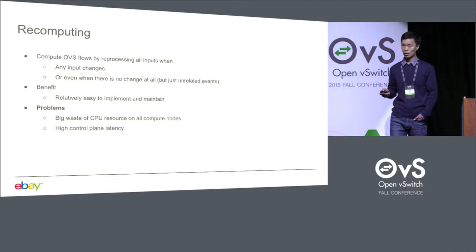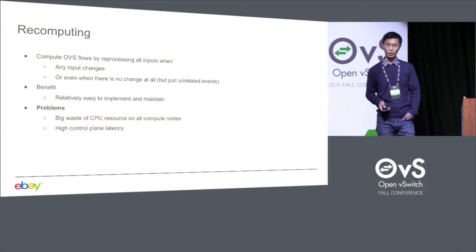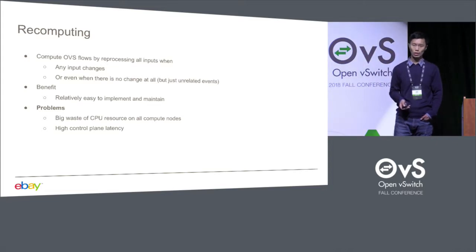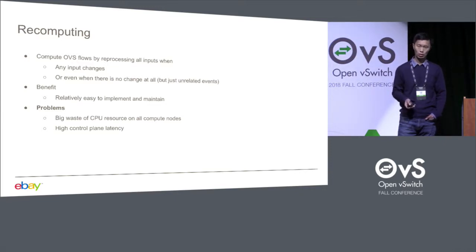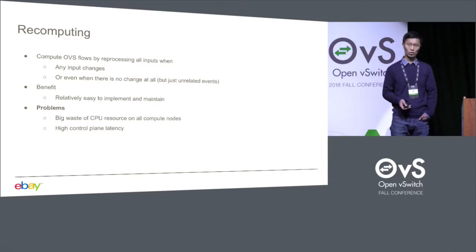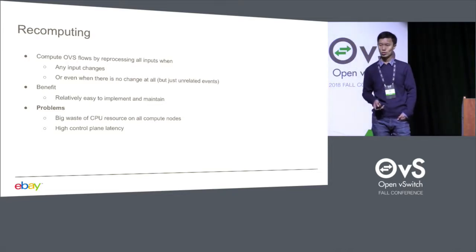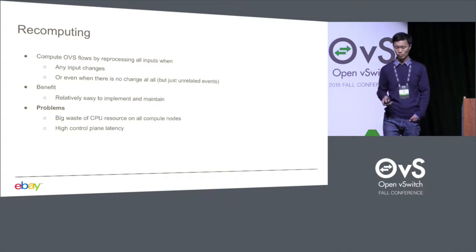The benefit of this approach, of course, is obvious. It's easy to implement and maintain, but there are problems. The first problem is that it's a big waste of CPU resources. The waste is on every hypervisor. Just like some talks mentioned yesterday, there's a big tax to pay. Secondly, there is high control plane latency caused by this recomputing. Assume a change happens in the control plane, a VM comes up, but it takes some time, seconds or tens of seconds depending on your scale, before the VM can actually communicate with the rest of the nodes.